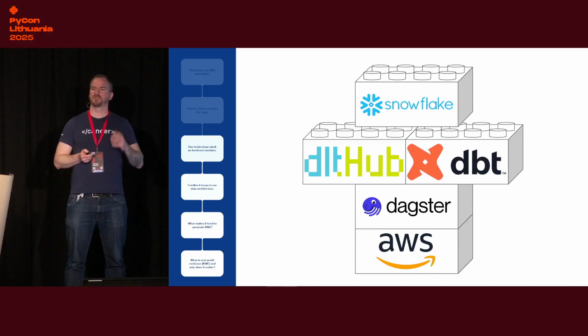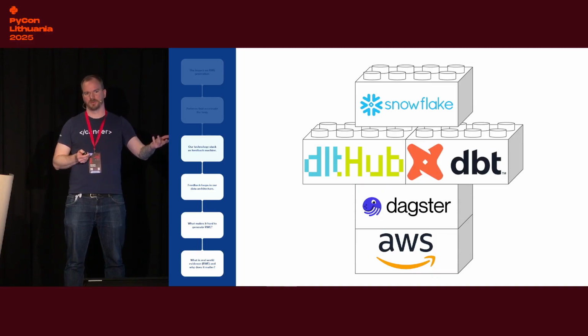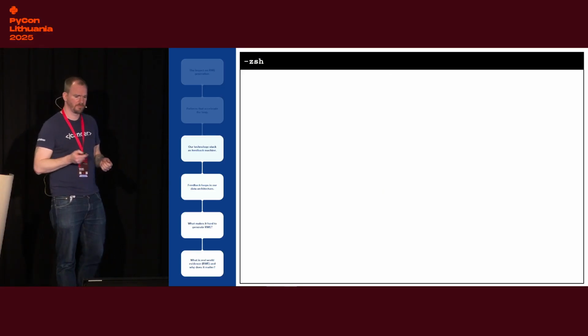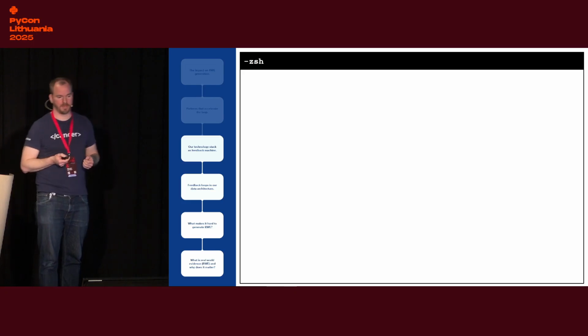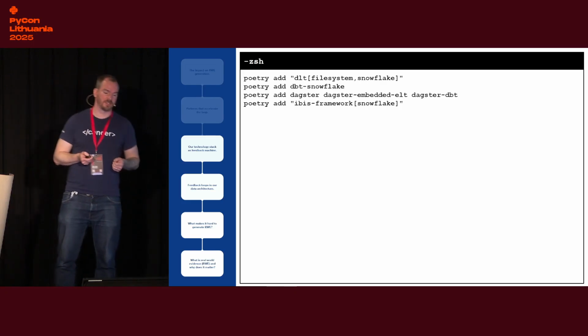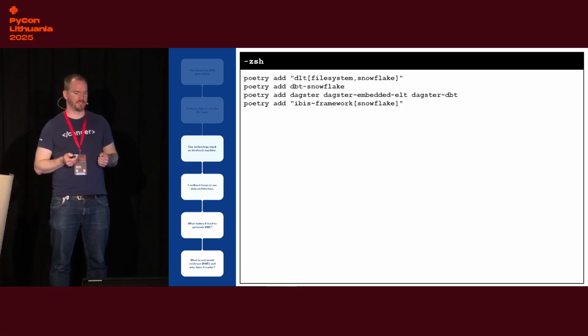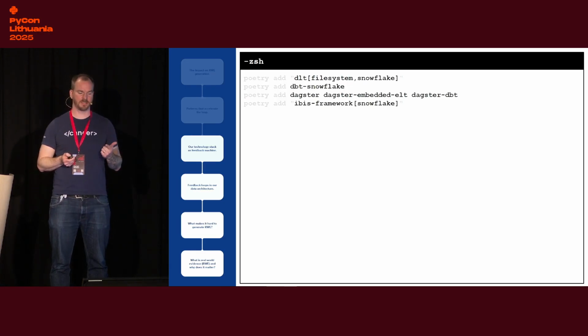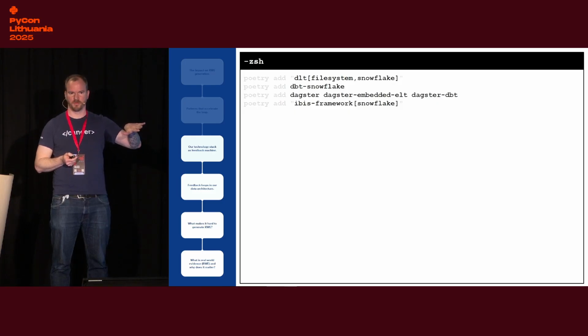And most of our compute runs in Snowflake. Okay, so let's implement such a pipeline. Bring up a terminal. First, we install all the dependencies that we need. So we install DLT, we install DBT, we install Dagster, and we install Ibis. Why we use Ibis? Ibis is an abstraction over Snowflake. Why we use it, I will explain later.